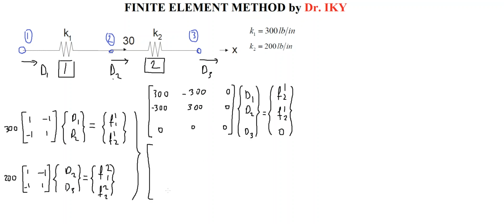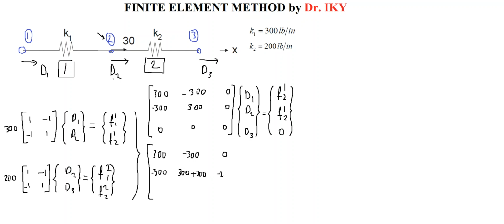I'm going to combine all of them together. So here we have 300, minus 300. This will be 0 because there is no connection. Again, this is minus 300. Here we will add 200 because there is a connection. Where? At the second node. So this is the second column, second row.